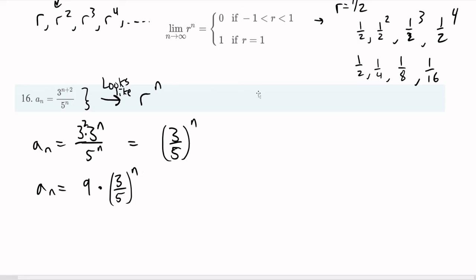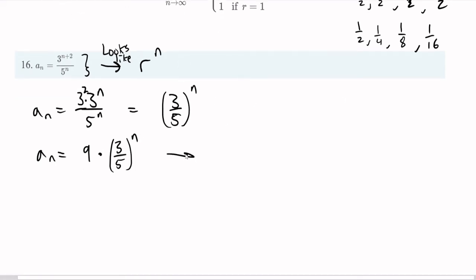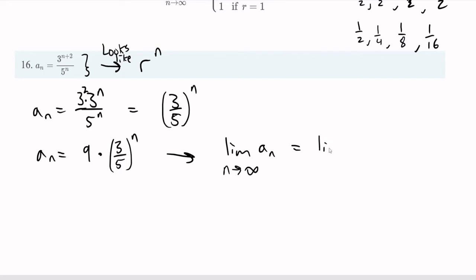Okay. And then it's not quite the limit of r to the n, but if I wanted to do this limit, watch this. Right? This is the limit as n goes to infinity of 9 times 3 over 5 to the n. Okay, and this works just like it does from calculus. Constant, bring it out.